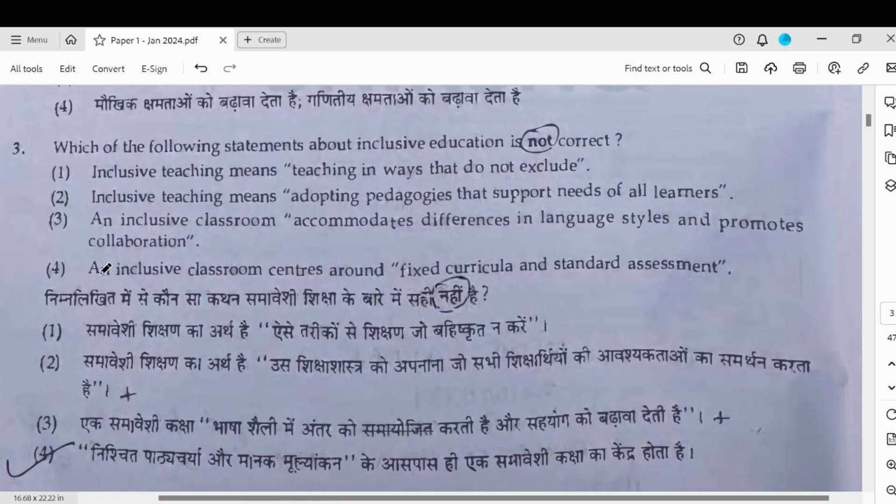Question 3 is which of the following statements about inclusive education is not correct? Inclusive teaching means teaching in ways that do not exclude. This is correct. Inclusive teaching means adopting pedagogies that support the needs of all learners. It accommodates differences in language style. So this is the last one. It centers around fixed curricula and standards. This will be incorrect. So option 4 is the correct option.